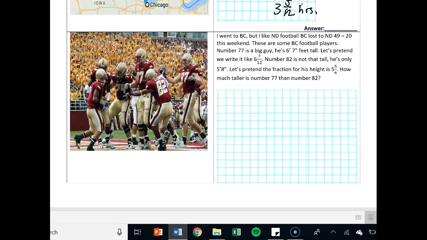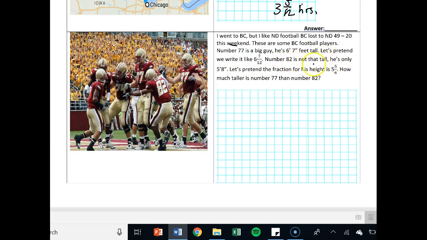All right, next one. I went to Boston College, BC, but I like Notre Dame ND football. BC lost to ND last year 49-20. Not this weekend, sorry, last weekend. These are some of the BC football players. Number 77, he's a big guy. He's 6 foot 7 inches tall. Let's pretend we write him like 6 7/12, right?